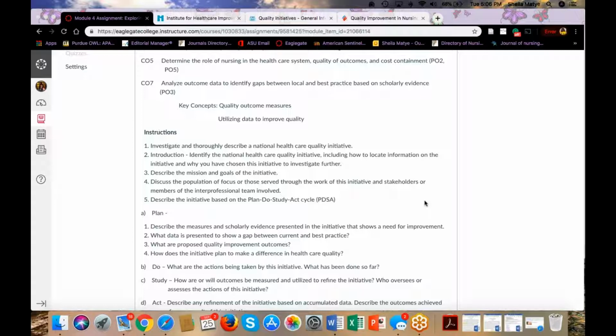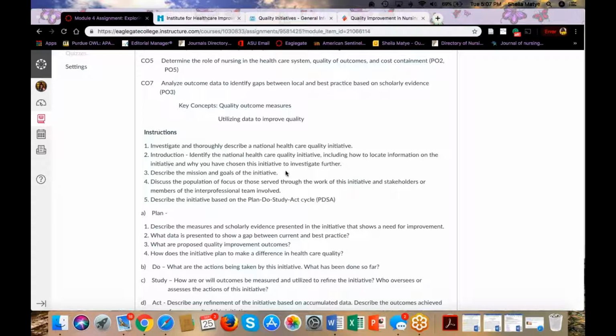No. Okay. All right. So first of all, we want you to introduce us to the initiative. Can you see my arrow on the screen? Yes. There are a couple of different things under the introduction. We need you to identify the initiative, including how to locate the information on the initiative. So if this came from a website, make sure you add the website. If it comes from your place of employment, make sure you add where this came from and why you have chosen this initiative to investigate further. So make sure you do those three things.